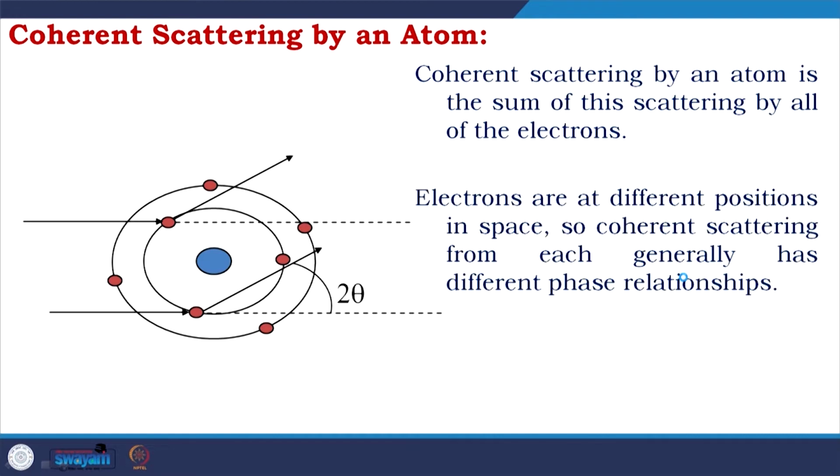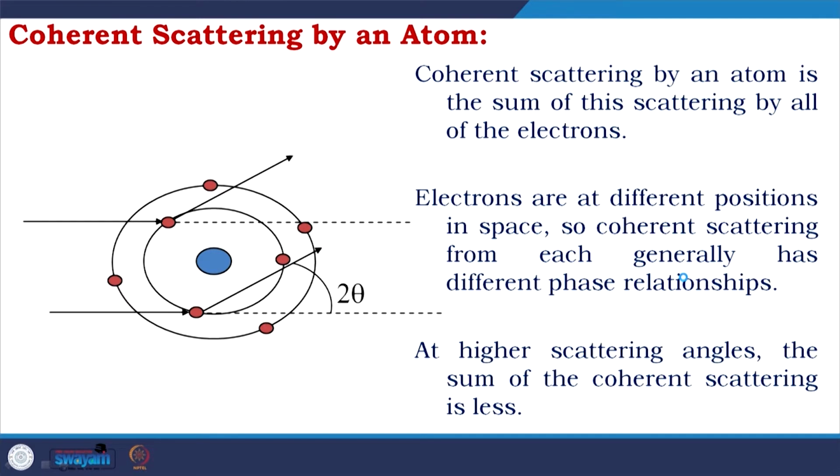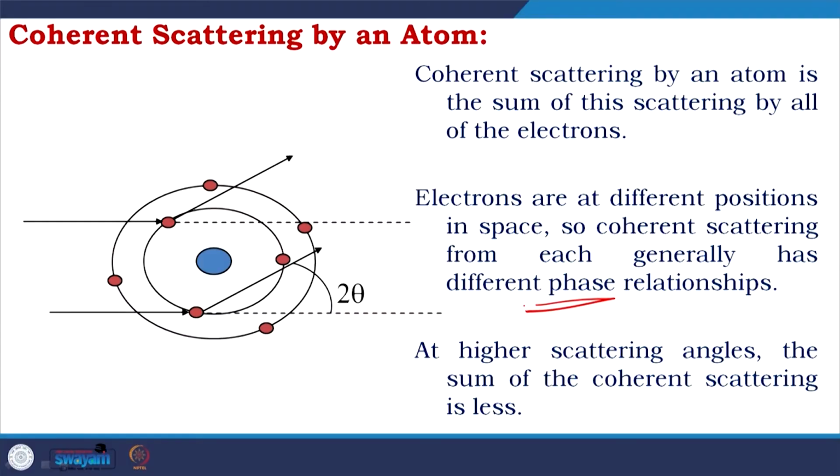Electrons are at different positions in space. So, coherent scattering from each generally has a different phase relationship. At higher scattering angles, and if I do not miss, this phase would be very important for us for further discussion when we are going to solve the equation, when we will go to get the electron density. We will see that. At higher scattering angles, the sum of the coherent scattering is less.